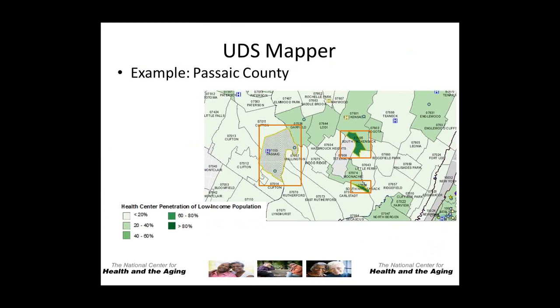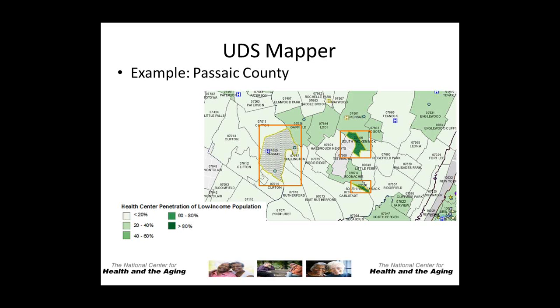Continuing with Passaic County, I see in UDS Mapper that there are underserved populations in this particular region of New Jersey. The shading on the map indicates the health center penetration of low-income populations. Here we see that Passaic County has less than 20% health center penetration of this low-income population. It has some coverage as well as a hospital presence there. But there are other regions, such as Garfield and Hackensack, that have higher penetration of this low-income population.